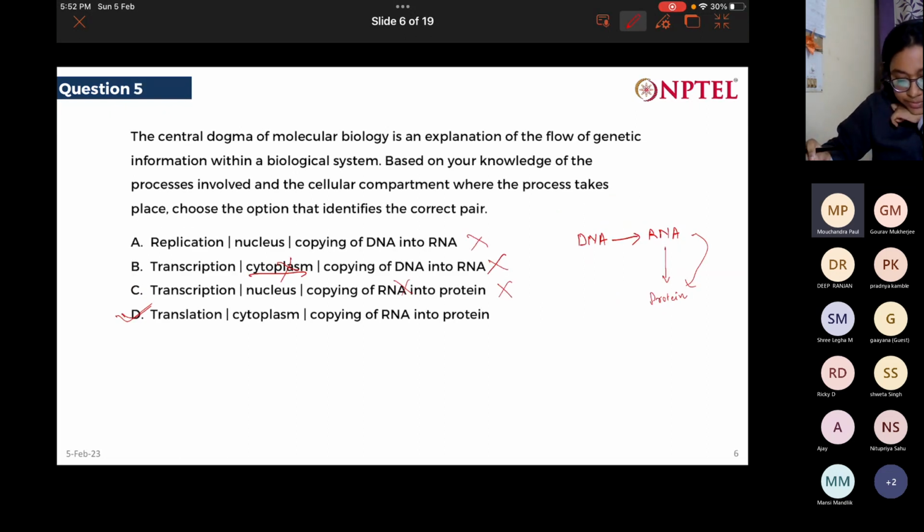Now in this question, what they're asking is, what is the central dogma of molecular biology? It basically says how the genetic information is actually flowing within a biological system. And this central dogma of molecular biology is universal. It is the same for all living organisms. So DNA, which actually contains the genetic information, some part of the DNA, we know a gene, right? A gene is a section of the DNA. It gets transcribed into RNA, okay?